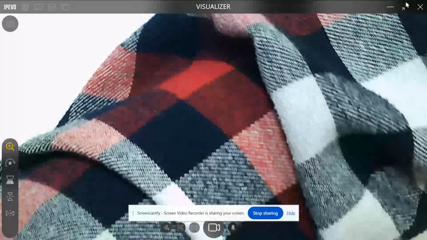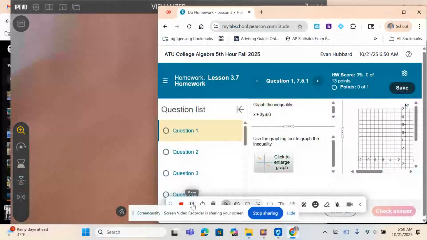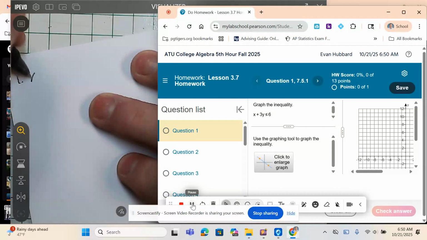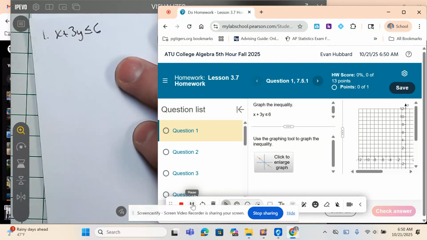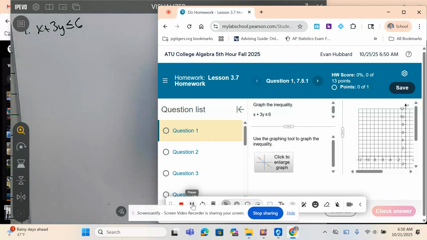All right, question one here. I have to graph the inequality x plus 3y is less than or equal to 6. When y is not by itself, I like to find the intercepts. So I want to first find the intercepts here.